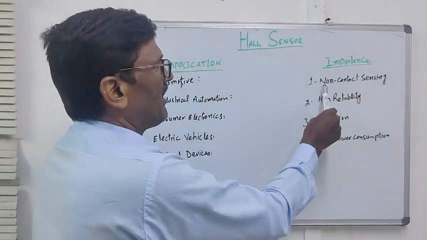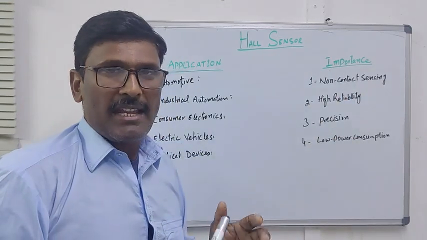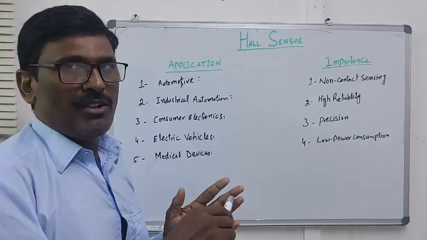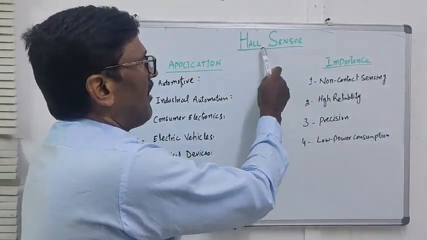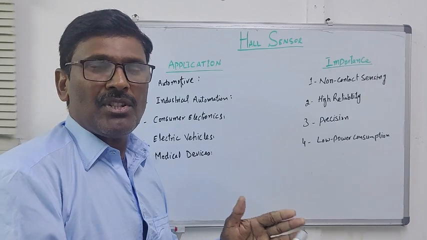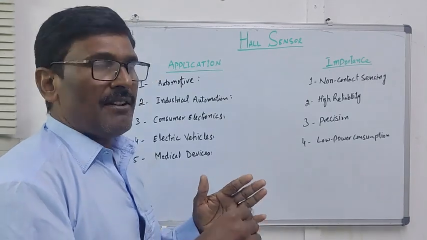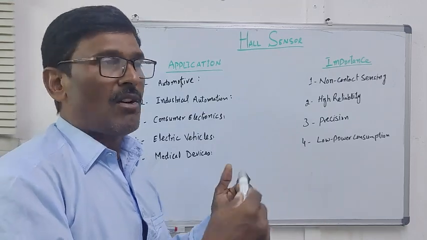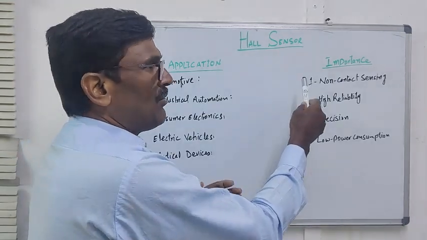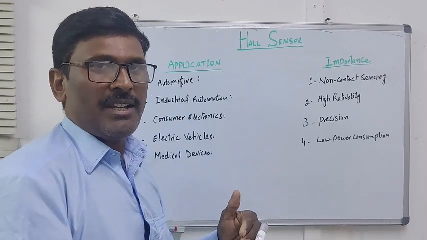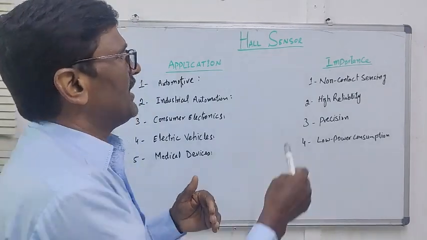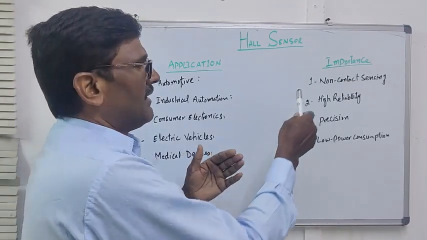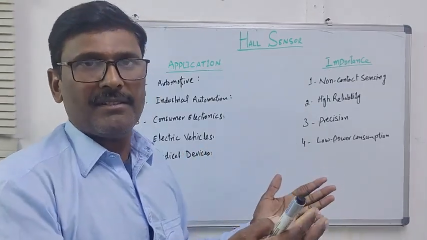So now, what is the importance? The first is non-contact sensing. As we know from its construction and theory, the Hall sensor detects the position of the magnetic field without physical contact. It does not touch anything. Therefore it is very important, because if it doesn't touch anything, it reduces wear and tear.